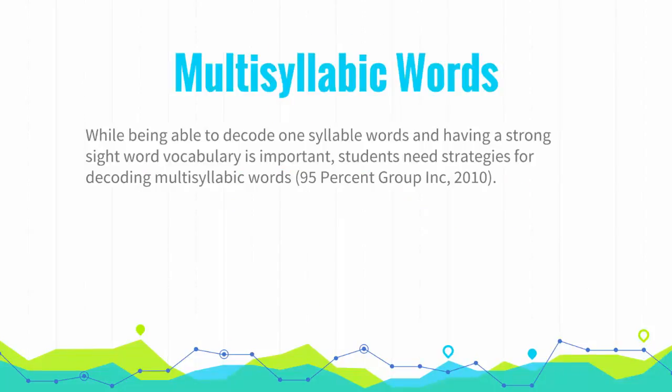According to 95% Group, students will encounter 6 syllable types while reading. Although having a strong foundation in understanding these 6 different syllable types is important, students need to be given strategies for decoding multisyllabic words.